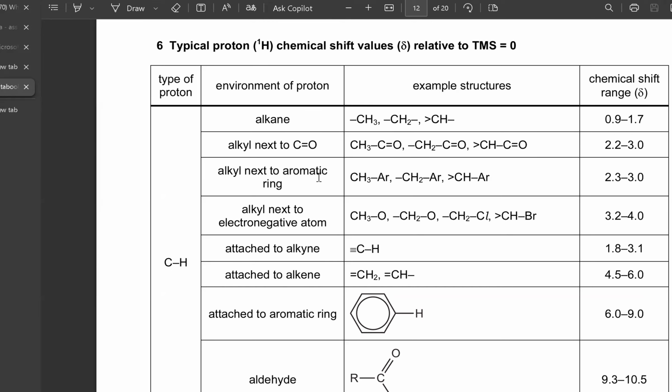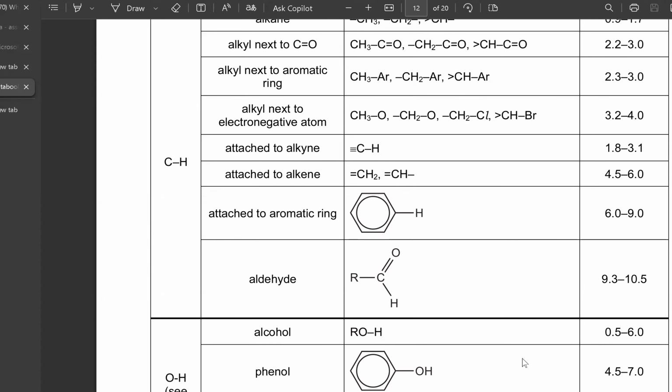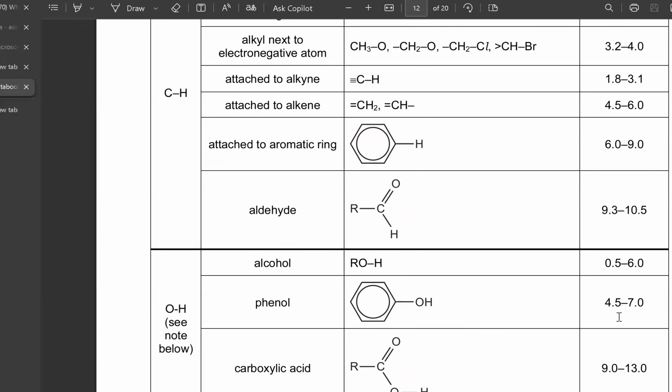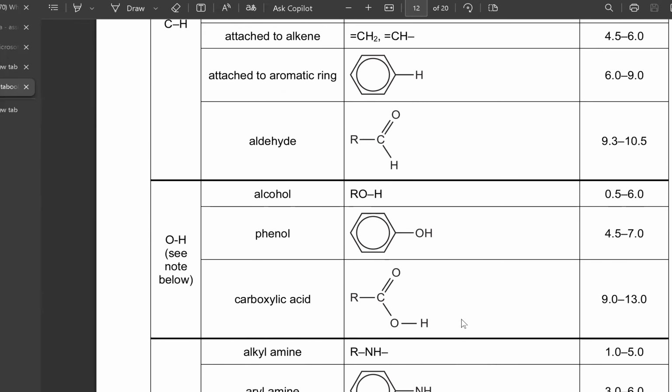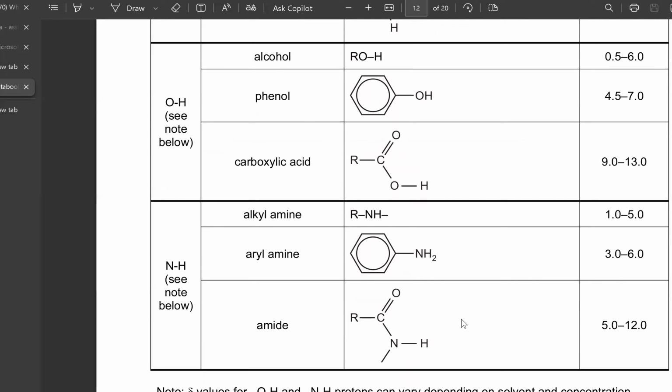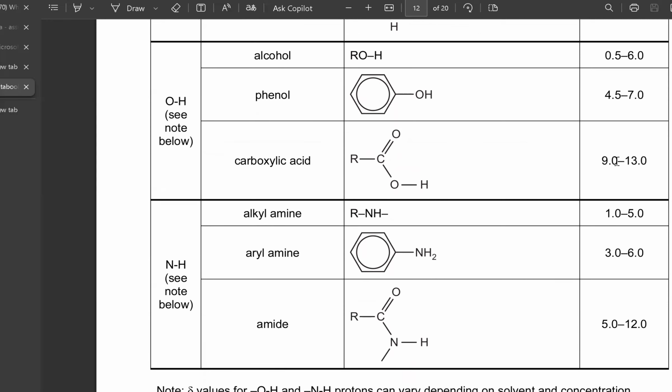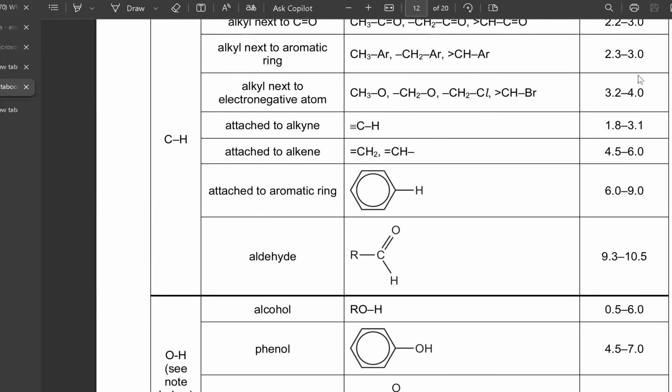If the hydrogens are next to an aromatic ring, which is benzene, they resonate over here. So all the different environments are given. If the hydrogen proton is on the benzene, then it's 6 to 9. If it's part of an aldehyde, that's 9.3. If it's part of phenol, that's 4.5 to 7. Some of them are easy to spot, but the others overlap a lot. Remember, carboxylic acid has a unique environment for this hydrogen proton. The amide also has a very unique environment. All the other ones kind of overlap with each other.